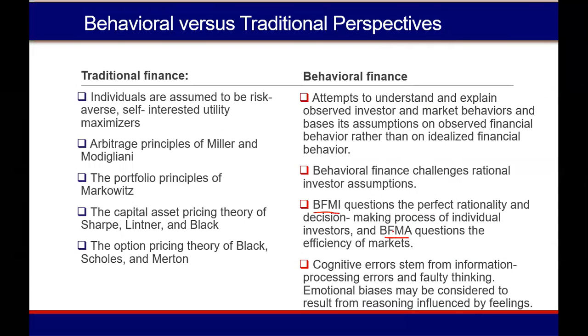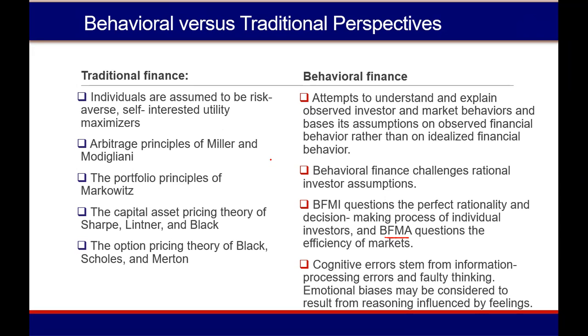And I gave a hint in the previous slide regarding cognitive errors. Behavioral biases are commonly classified into two baskets. One basket is titled cognitive errors, and another basket is known as emotional biases. So cognitive errors, what do we understand by cognitive errors? That is the kind of errors which come from mistakes in the processing of information.